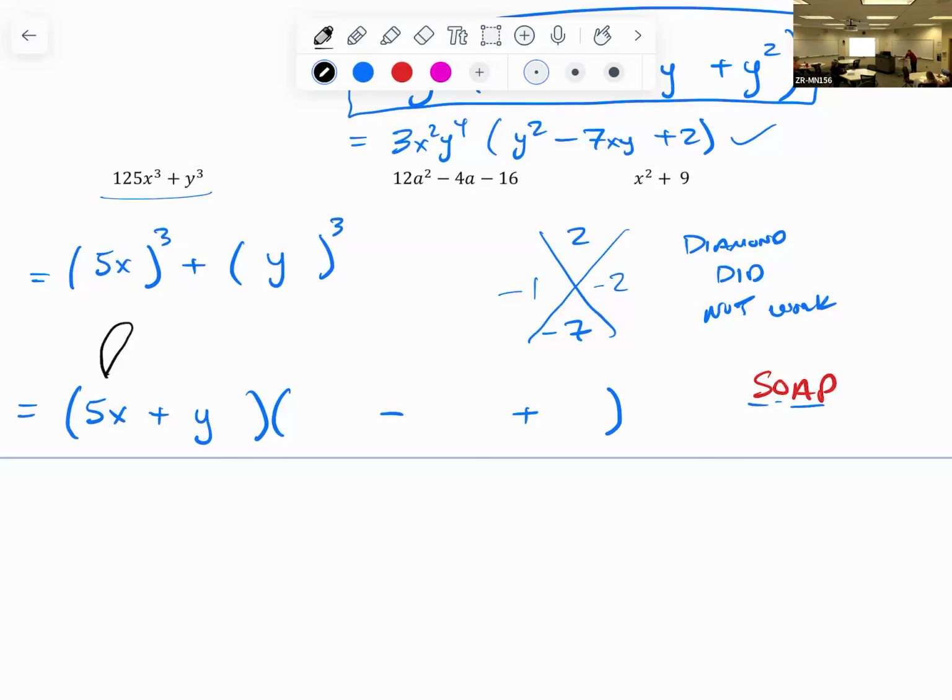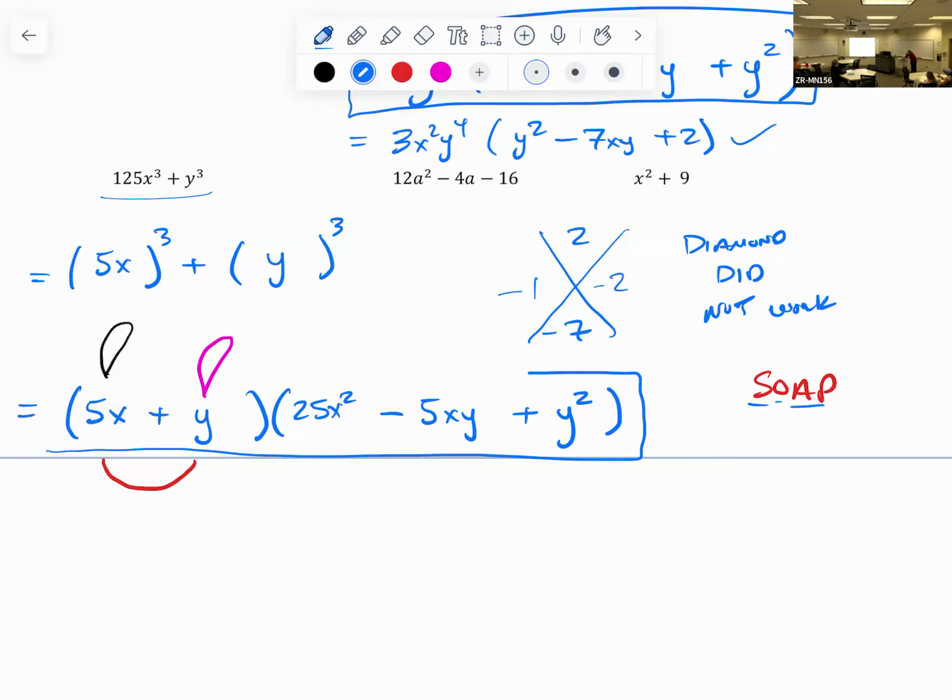5x times 5x is 25x squared. 5x times y is 5xy. That one's usually the easiest one. 5xy, and then y squared. y times y, which you are absolutely correct, y squared. And that is washing, and notice that that kind of looks like a bunny. So there's soap on the bunny, wash the bunny face. Put teeth on it, it works.